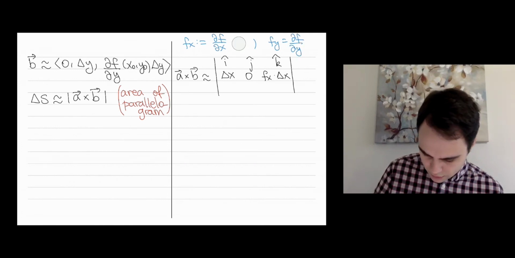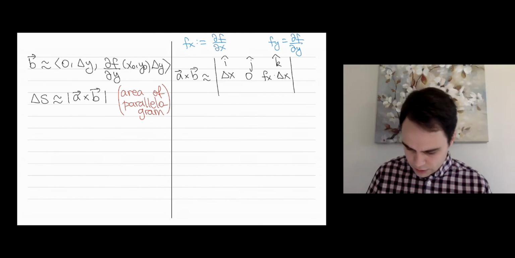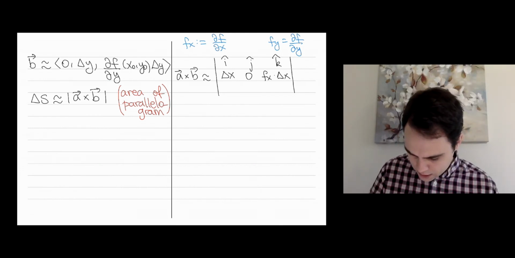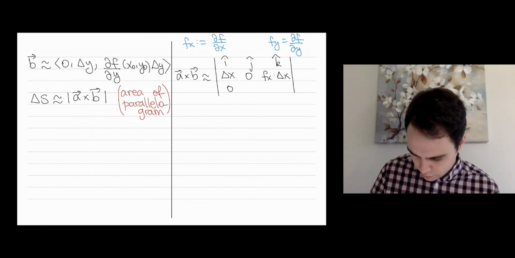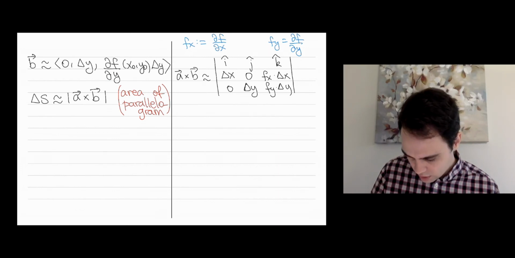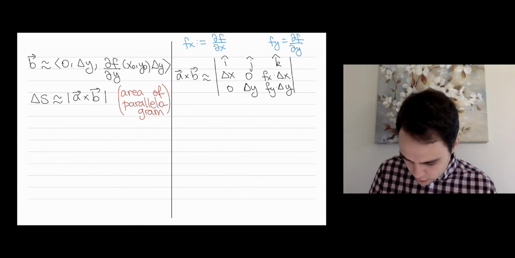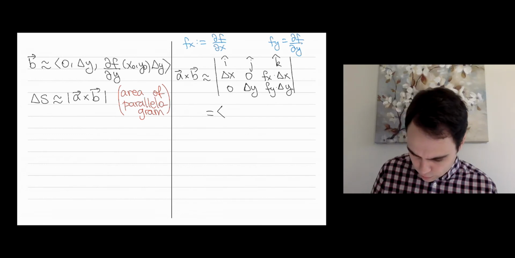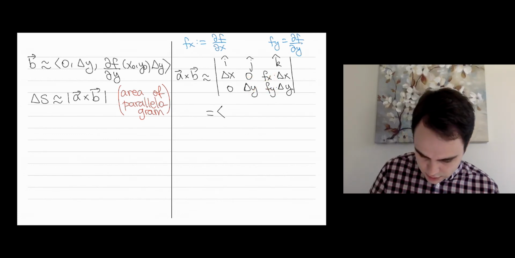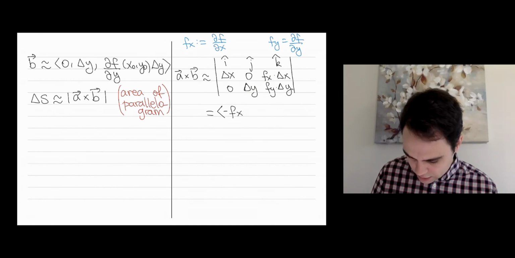I'll just omit the point where I'm evaluating the expression. Now let me put in the third row the approximate values for the components of B. So that's 0, delta y, and f sub y times delta y. Okay, now this determinant, so the I component is 0 times, it's this minus that. So that's minus f sub x times delta x delta y. Let me put delta x delta y at the end.